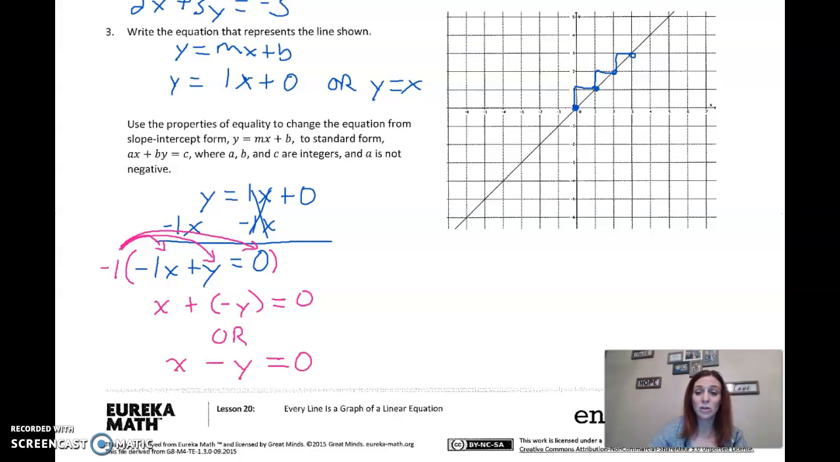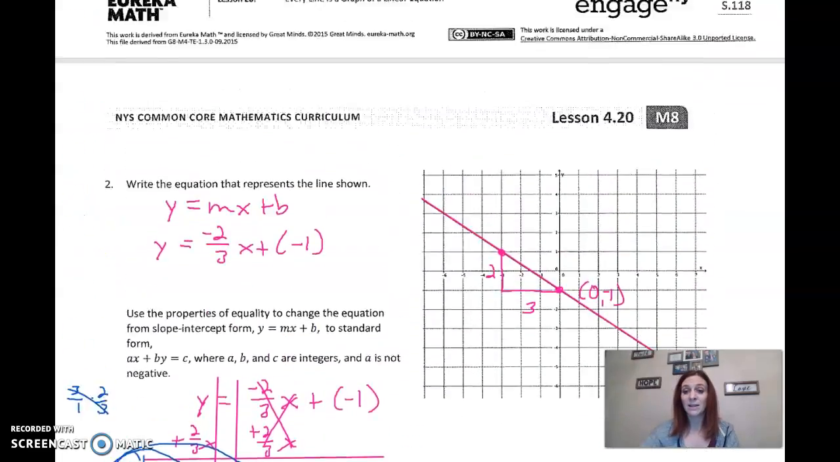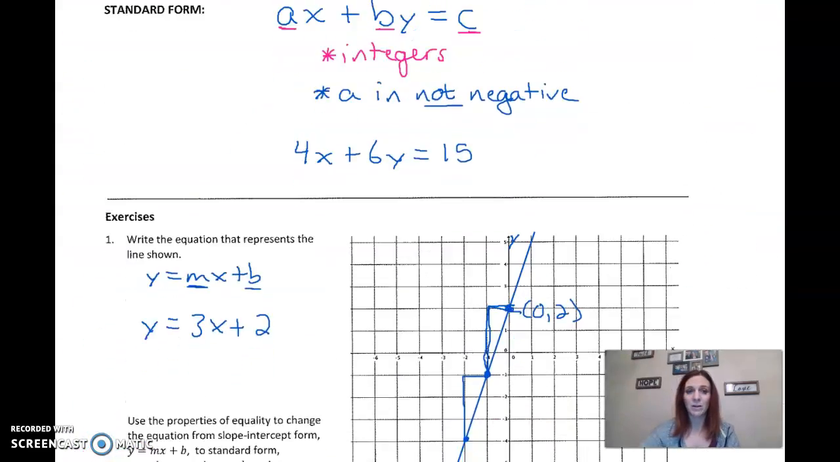Okay. Two forms, slope-intercept form and change it into standard form. And our focus is really changing that into standard form right now. And as I scroll all the way up here, remember our rules for standard form. Our coefficients and what it equals here have to be integers, and that coefficient of x cannot be negative.